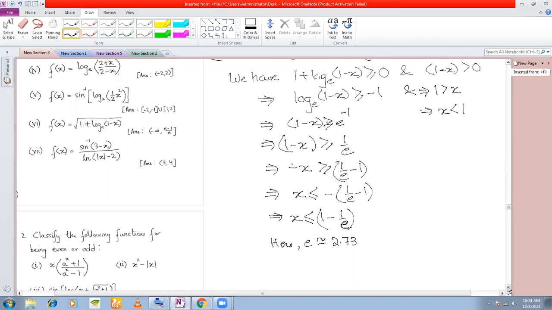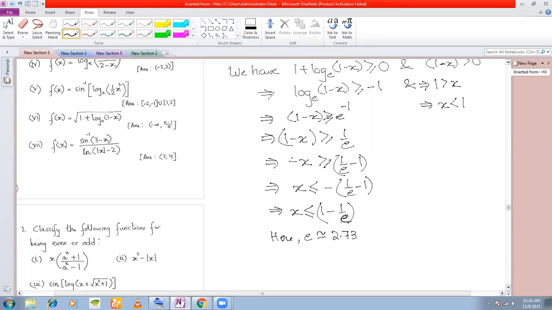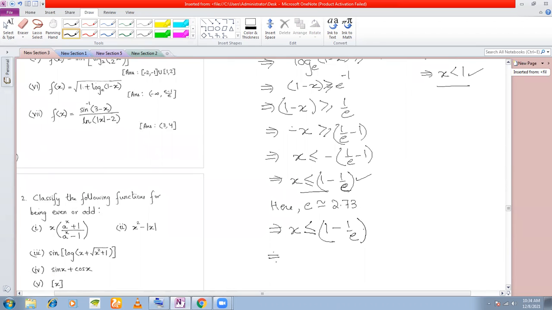Now if I combine these two conditions, 1 minus 1 by e is always less than 1, isn't it? So combining these two conditions, I simply get x less than or equal to 1 minus 1 by e, because if x is less than or equal to 1 minus 1 by e, x will always be less than 1. So what does it mean? It belongs to what interval? From minus infinity till what value it can take? 1 minus 1 by e.